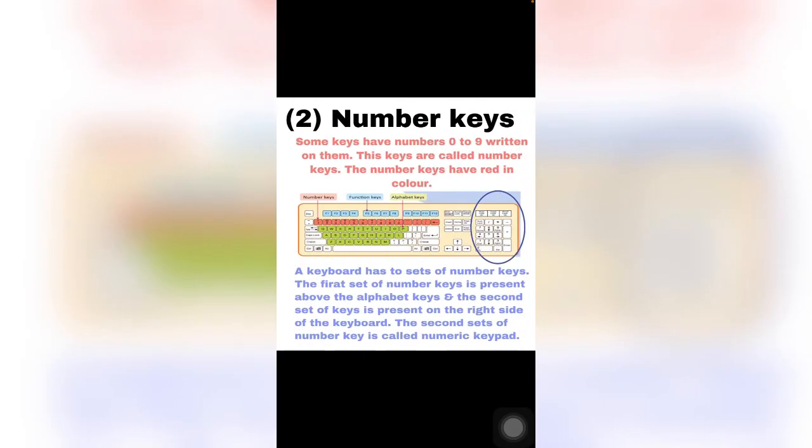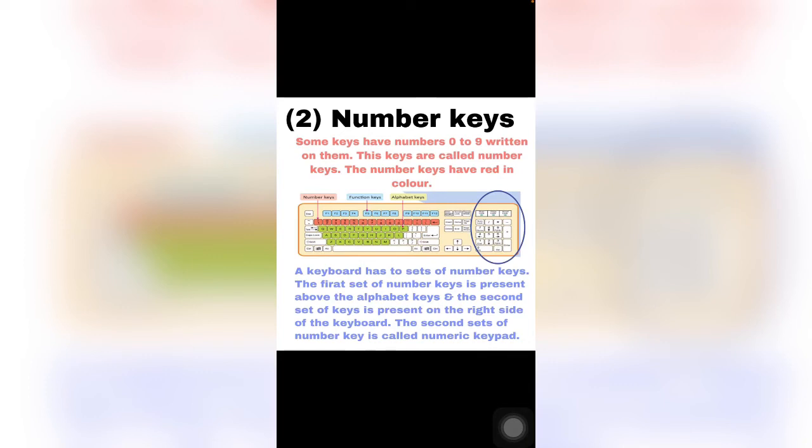Now the second one is number keys. Some keys have numbers 0 to 9 written on them. These keys are called number keys. Yes, the keys which start with the number 1 to 0, all these keys are called number keys. These keys are in red color, which you can see in this picture.